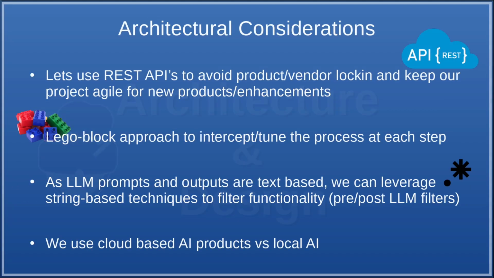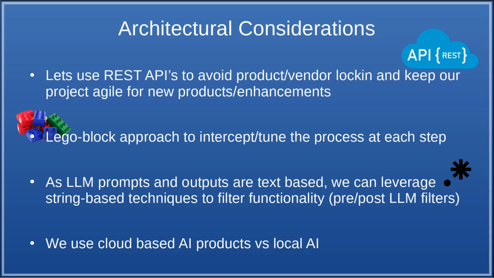Alright, let's look at a couple of architectural considerations. As I said before, let's please use REST APIs because it'll avoid vendor lock-in and keep our project really flexible for the volatility on the market. We'll use a Lego block approach, and that is great because it means at every step of the process we can intercept and do some filtering. For now, we will daisy chain all the logical blocks together. I guess over time what we would need is an overarching orchestrator of some kind.